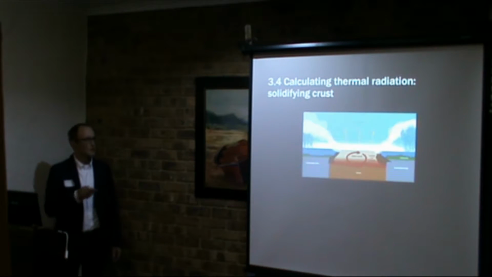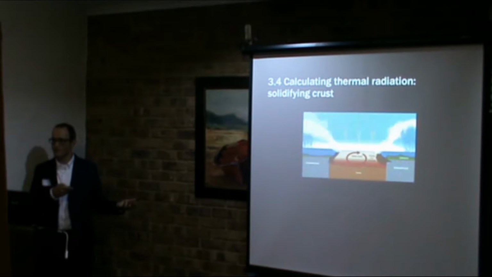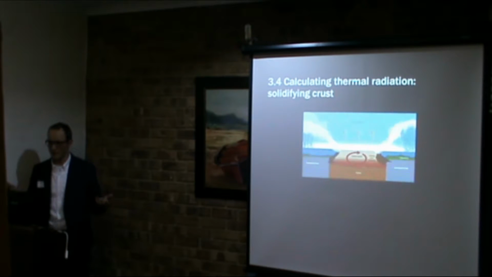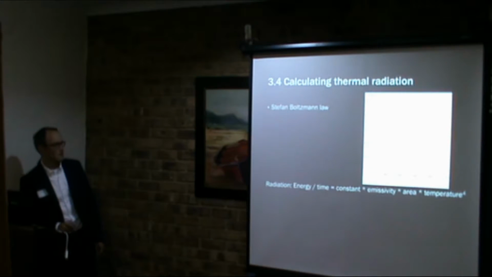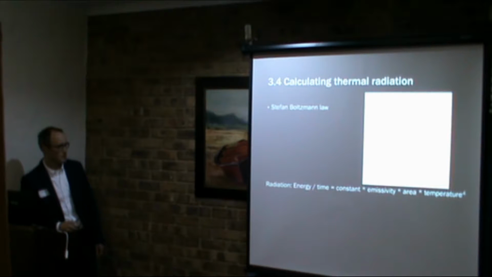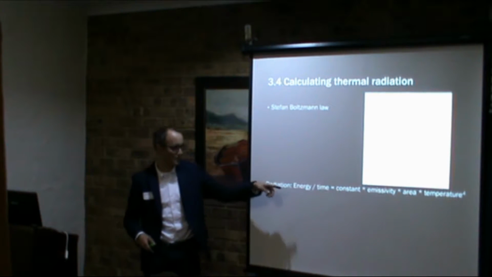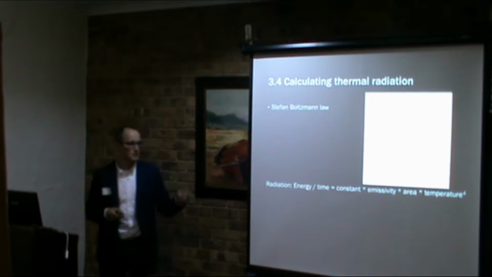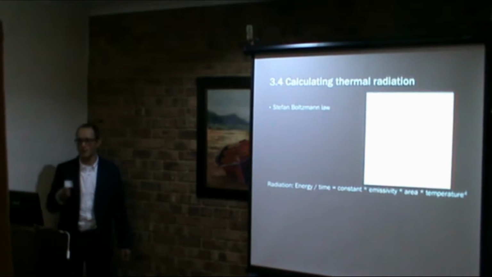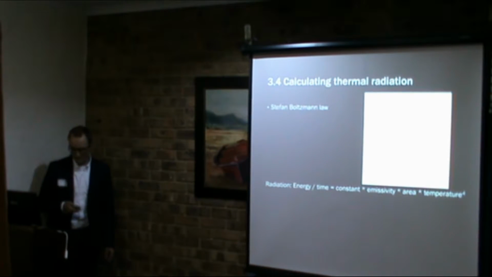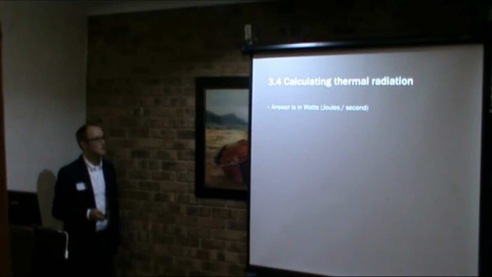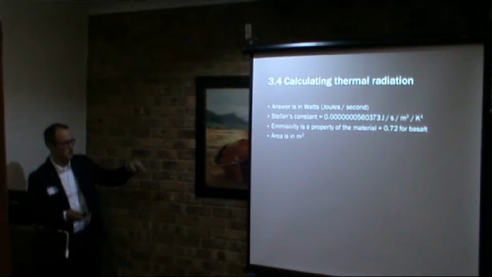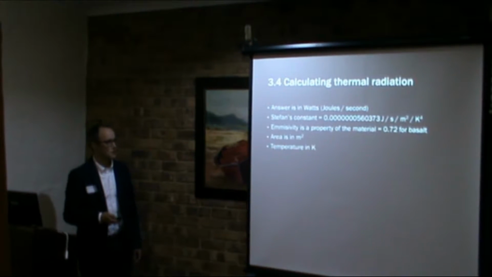Okay, now we can calculate how much thermal radiation is involved in this process, assuming that what is now basaltic layer would all have been molten at one day. For that you need the Stefan-Boltzmann law, and it says radiation is energy divided by time. That is some constant times the emissivity, that's a property of material, times the area, times the temperature to the fourth power. That fourth power makes it very, very strongly non-linear. And that's actually quite interesting, because the answer is in watts, joules per second. That constant is a very small number. For basalt, that emissivity is 0.72. The area is in square meters, temperature is in Kelvin.